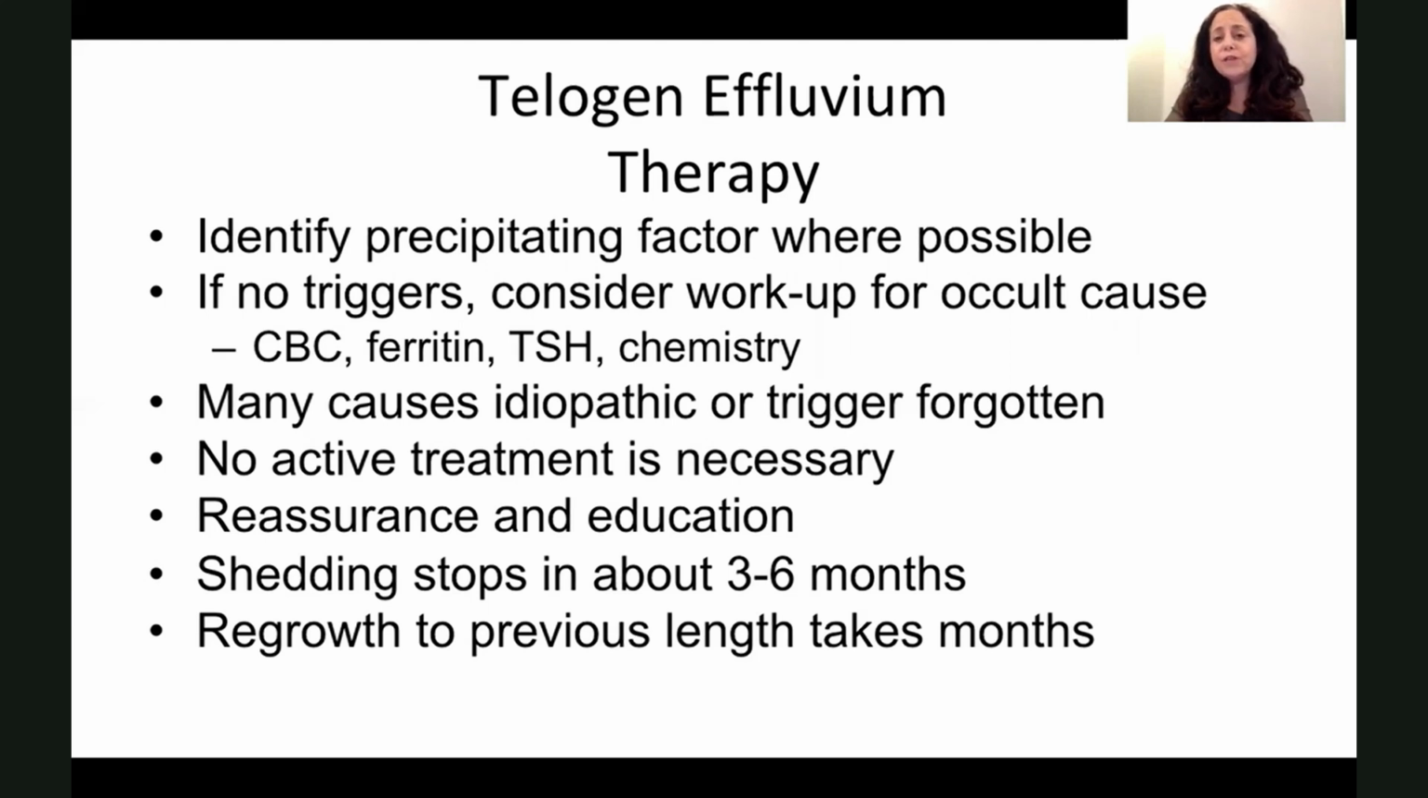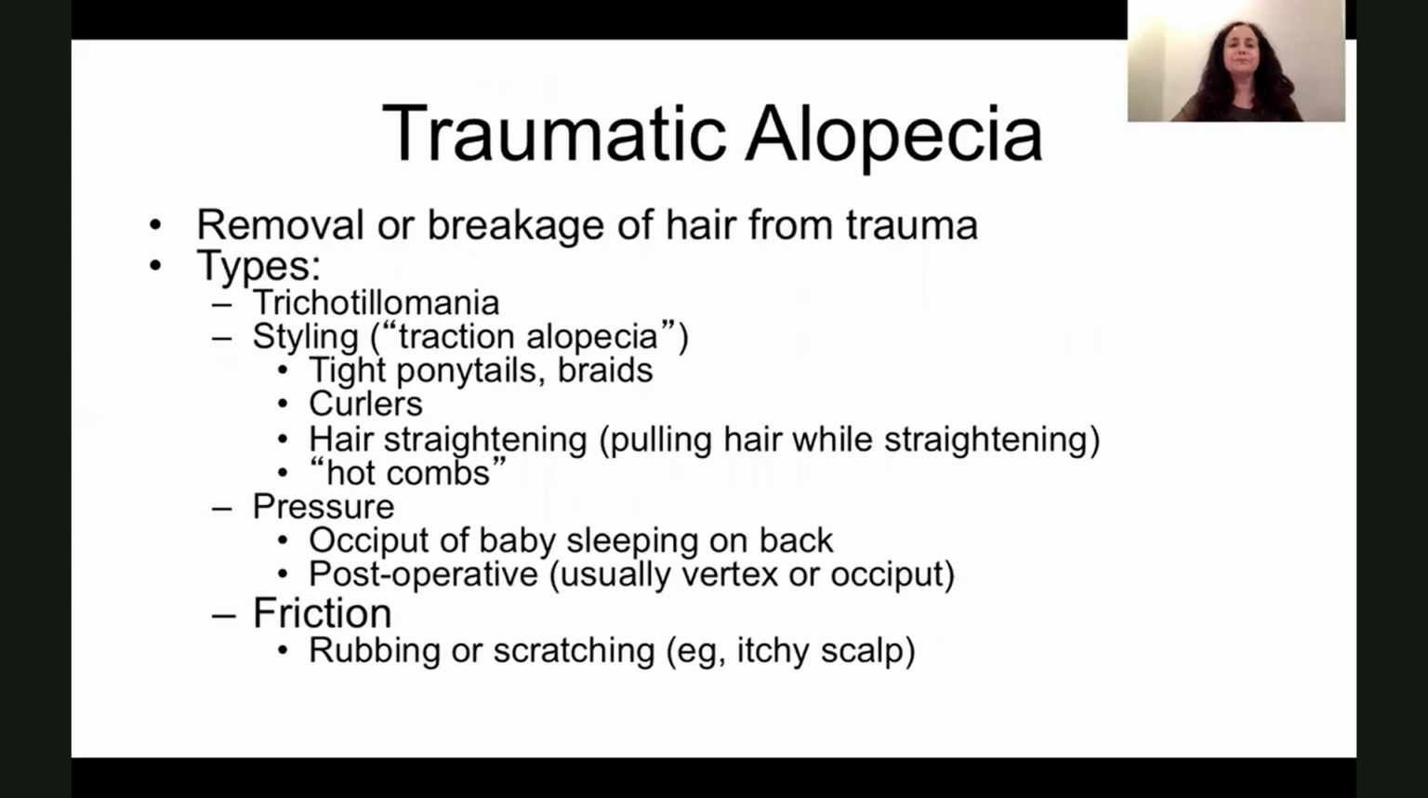There's no known history and the workup is negative and it's presumed to be idiopathic, or perhaps there was a trigger that was forgotten. There's really no active treatment for this condition. We reassure them and educate them about the condition, and the hair usually starts to regrow after the shedding phase has stopped. However, that's to get the hair to emerge through the scalp. If somebody had very long hair, it will of course take several months or years to be the length of the rest of the hair, depending on that length.